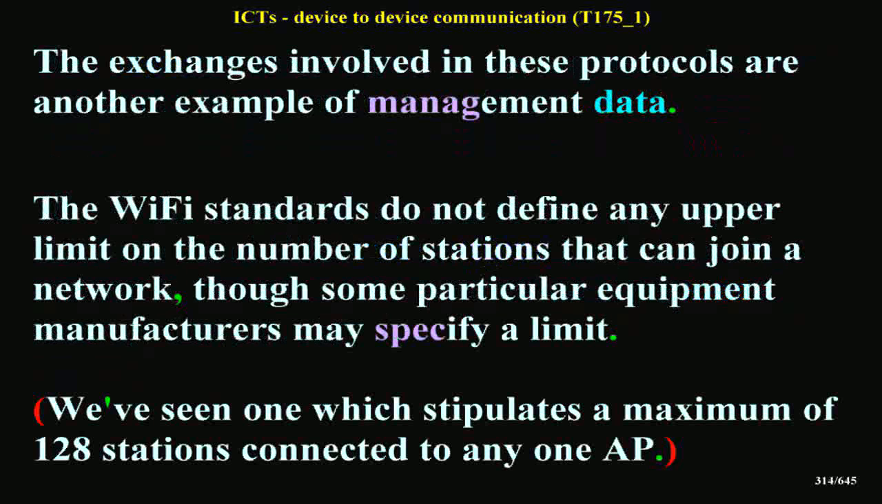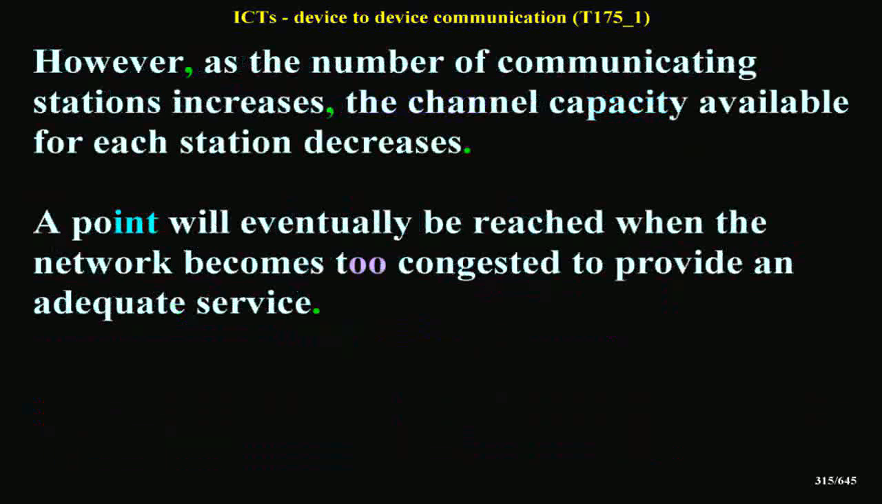The Wi-Fi standards do not define any upper limit on the number of stations that can join a network, though some particular equipment manufacturers may specify a limit. We've seen one which stipulates a maximum of 128 stations connected to any one access point. However, as the number of communicating stations increases, the channel capacity available for each station decreases. A point will eventually be reached when the network becomes too congested to provide an adequate service.